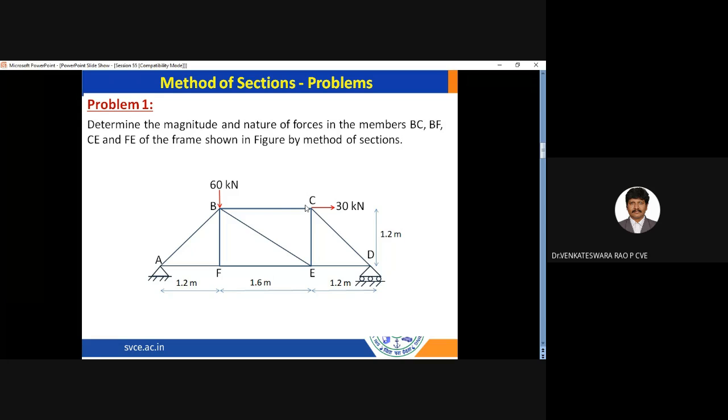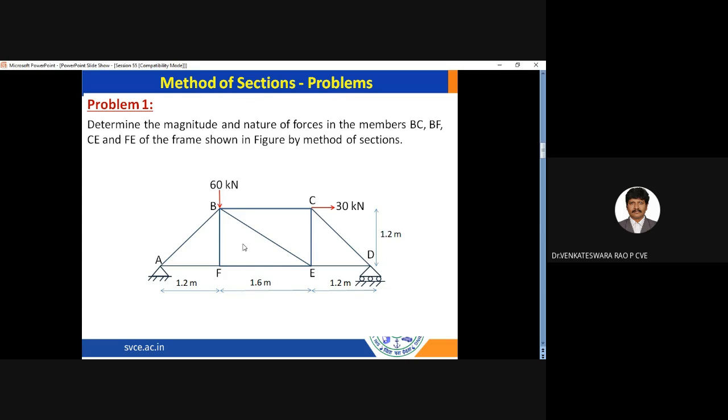BC, this oriented member. Hope you are able to see the cursor movement. And BF, this vertical member. And CE, this another vertical member. And FE, another oriented member. They are like a box, following the rectangular shape. So I have to calculate these four member forces by the method of sections.